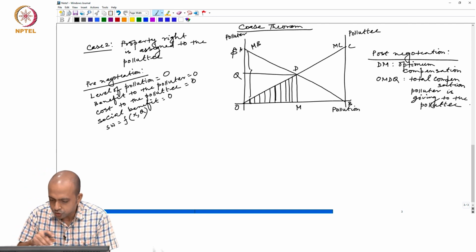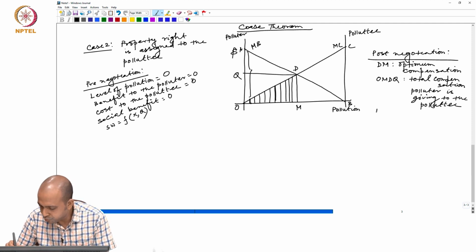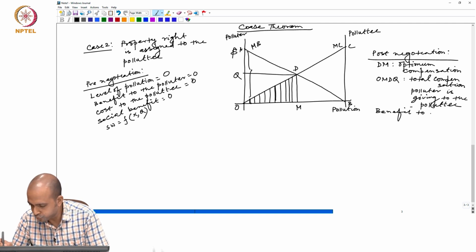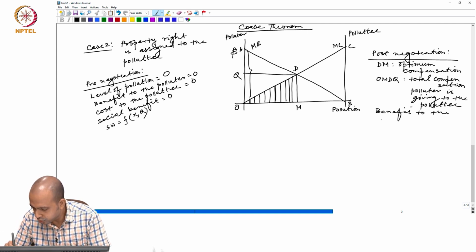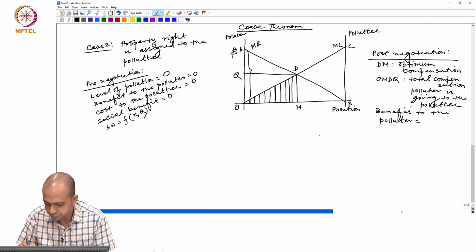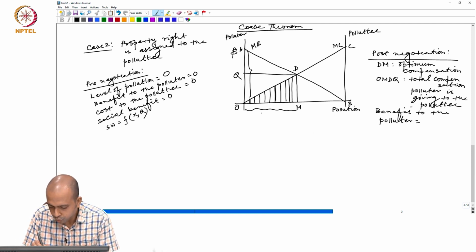Okay. So, in the post negotiation, what is the benefit? Benefit to the polluter, post negotiation. The pollution is OM. So, this is the post negotiation level of pollution.